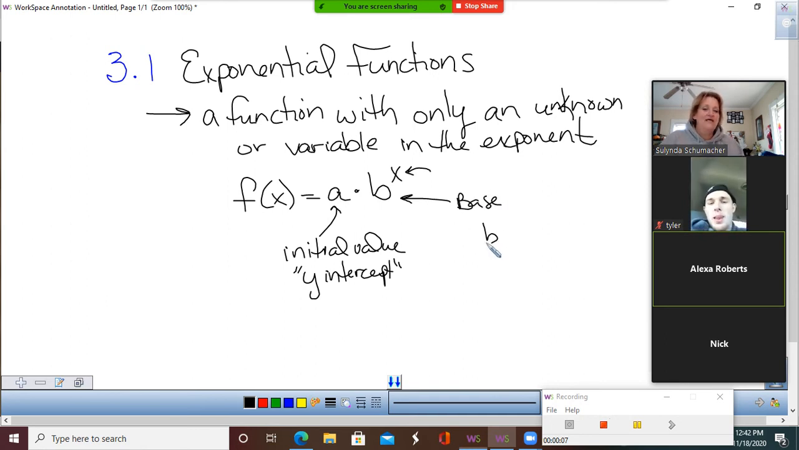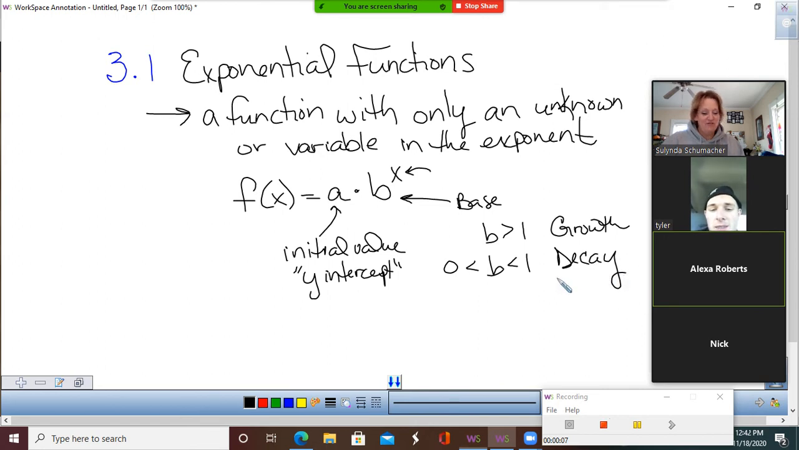And if b is greater than 1, this is growth. And if b is between 0 and 1, we call this a decay. Do you guys remember doing these? Okay, good. Good call. All right.